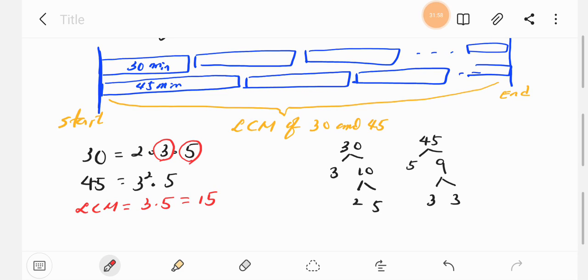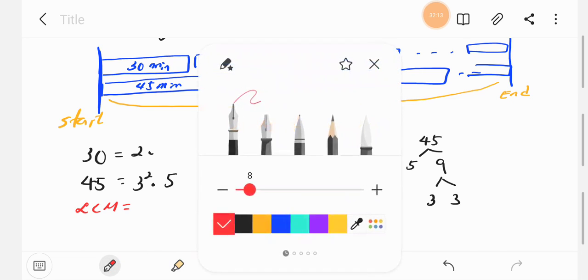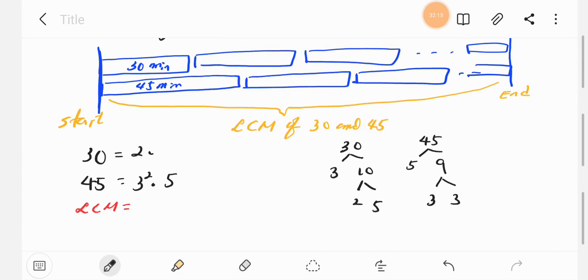Oh, sorry. We are looking for the common multiple, right? This is the greatest common factor, so this is not right. Let me write it again: 2 times 3 times 5. We are looking for the LCM. LCM means we find the factor that contains the largest exponent. It doesn't matter whether it's a common factor or not. It's any factor that contains the largest exponent.